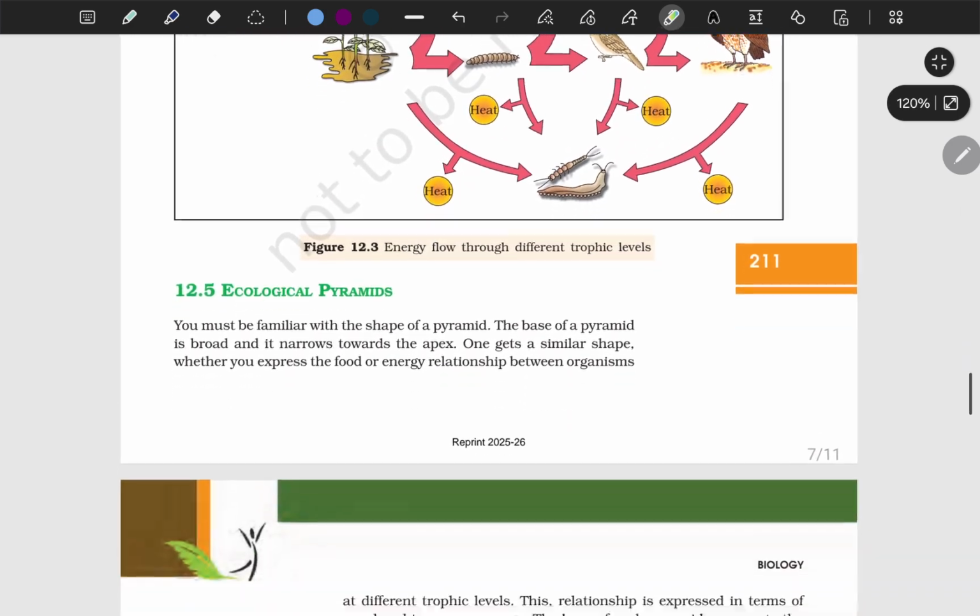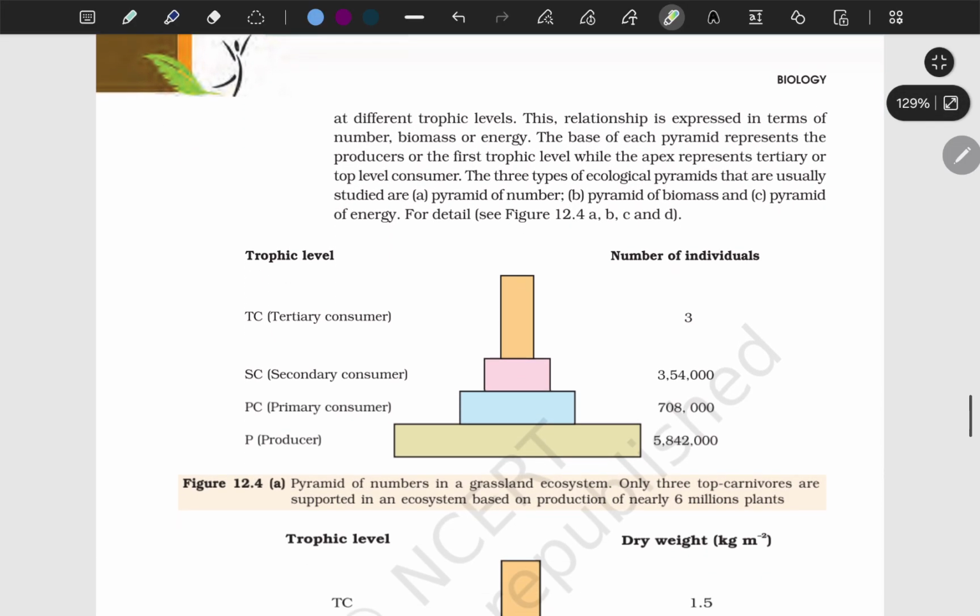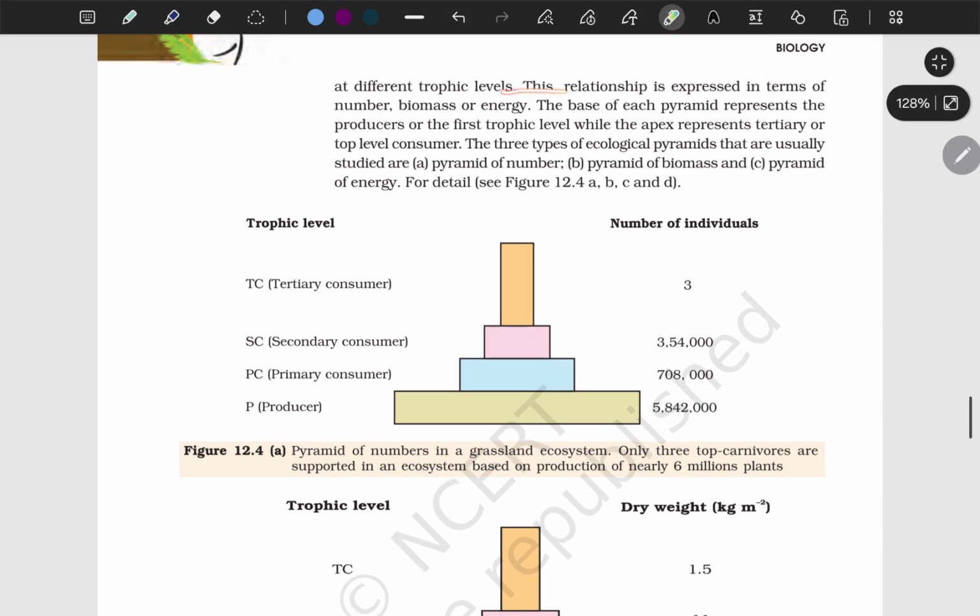So moving ahead, ecological pyramids. You must be familiar with the shape of a pyramid. The base of the pyramid is broad and it narrows towards the apex. One gets a similar shape whether you express the food or the energy relationship between the organisms at different trophic levels. Thus, this relationship is expressed in terms of number, biomass, or energy. The base of each pyramid represents the producers, or the first trophic level, while the apex represents the tertiary or top level consumer. The three types of ecological pyramids usually studied are the pyramid of number, pyramid of biomass, and pyramid of energy.